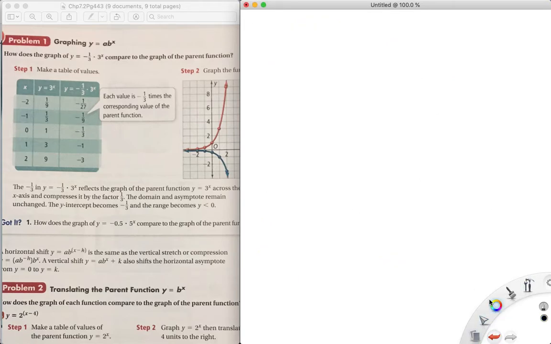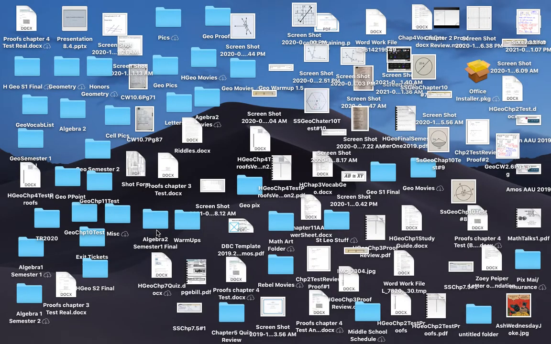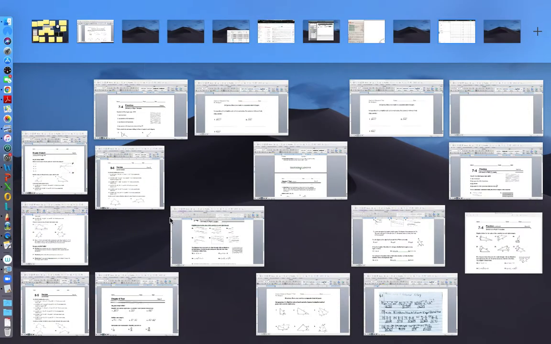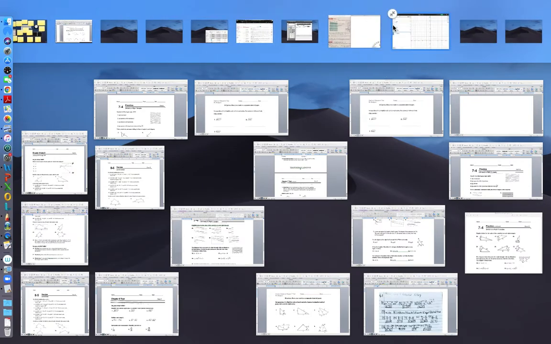So they give us a graph here, and they want to know how it compares to its parent function. So let's make that comparison.